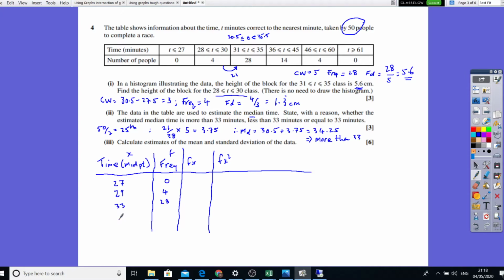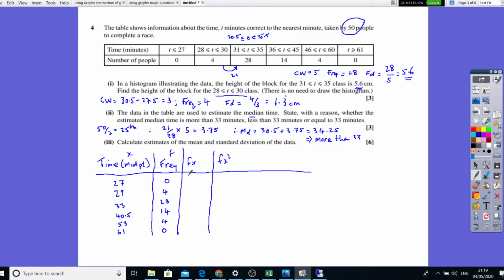Next one, the best way to find the midpoint is add those two numbers, then halve it. So that's going to give me 40.5. And the frequency obviously there is 14. The next one is 53, the midpoint, and that has a frequency of 4. And this one's not really going to matter, I'm just going to use 61. That's going to have a frequency of 0. So the top and the bottom don't matter so much.